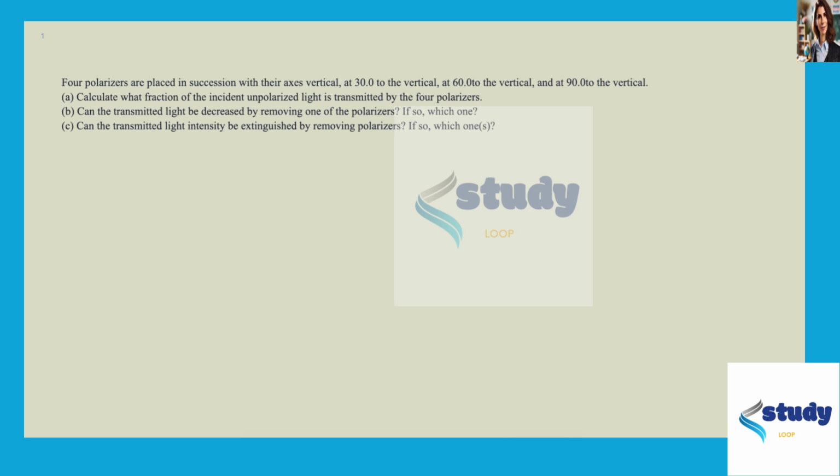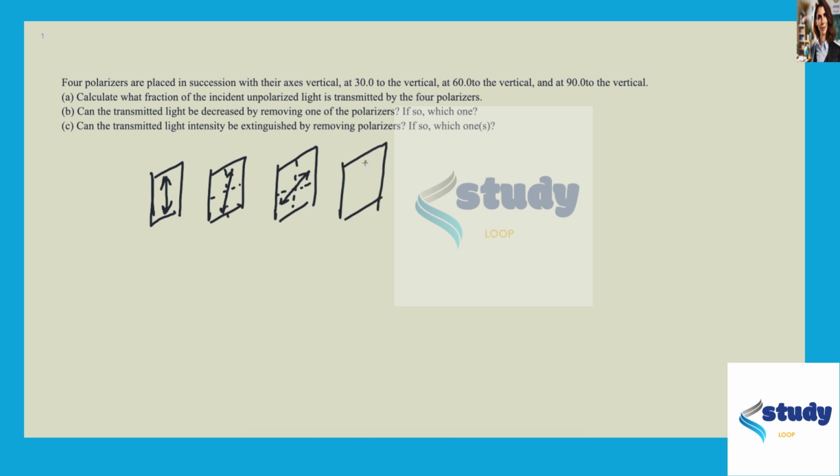So in this question, we have 4 polarizers and we have them placed in succession. And they have different orientations. The first one has a vertical axis. The second one is at 30 degrees to vertical. The third one is 60 degrees to vertical. So 60 degrees can be more like this. And the last one is completely horizontal.